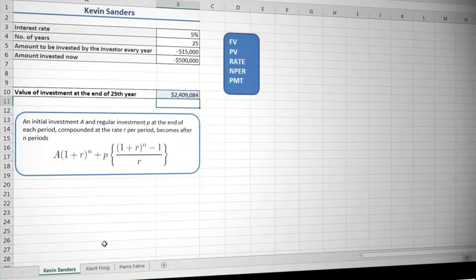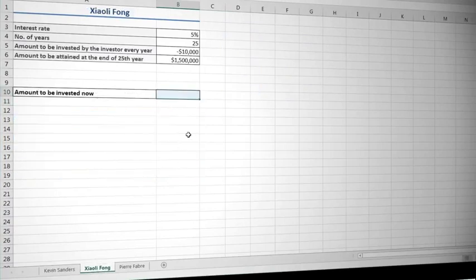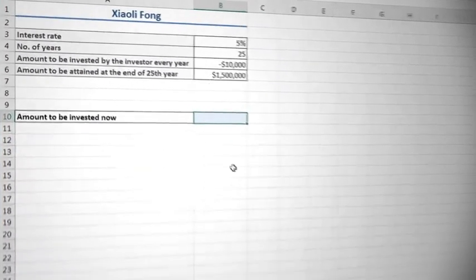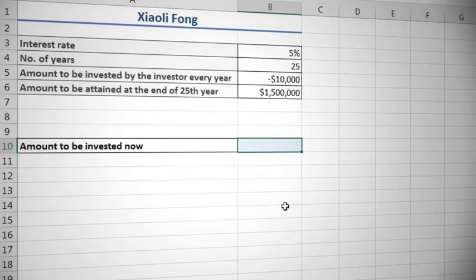Let's now look at a slightly different example. So on the next tab, Xiao Li also wants to invest some money, but she knows that at the end of the 25th year, she's looking to have earned 1.5 million. What she wants to know is how much does she have to invest up front to achieve that goal.